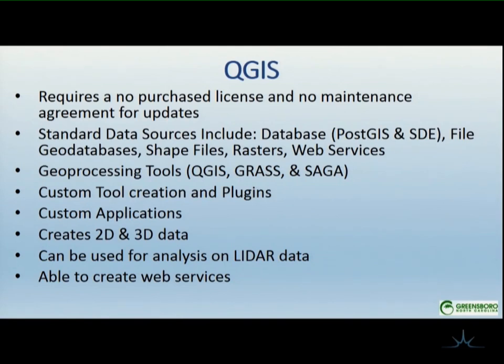Let me get the cursor out there. Standard data sources include databases, PostGIS, SDE, file geodatabases, shape files, rasters, and web services. Processing tools, there's no way I can include everything. QGIS has their own. You can incorporate GRASS and SAGA. Custom tool creations and plugins. Yes, it's real easy. Custom applications. Easy and free, written in Python.